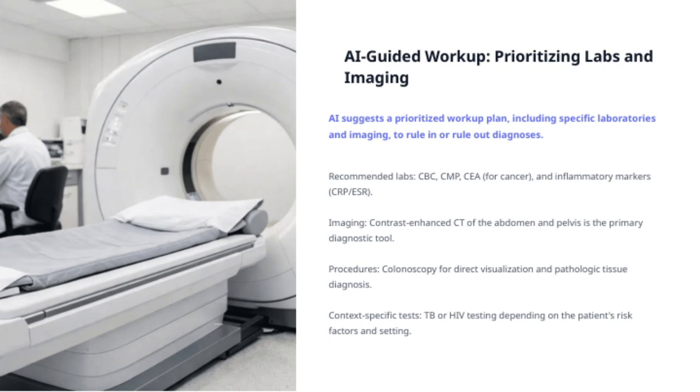For example, we might consider TB or HIV testing depending on their risk factors and the setting we're working in. These targeted tests help us identify underlying infections that could be contributing to their condition. For procedures, a colonoscopy is invaluable because it allows us to directly visualize the colon and obtain tissue samples for pathology. This can be crucial in identifying conditions like cancer or inflammatory diseases.